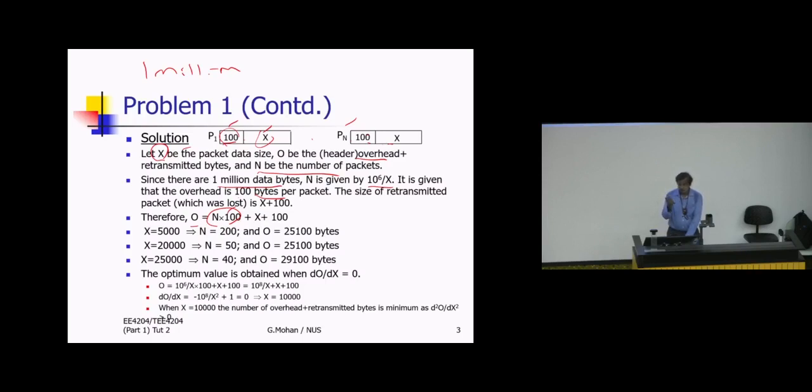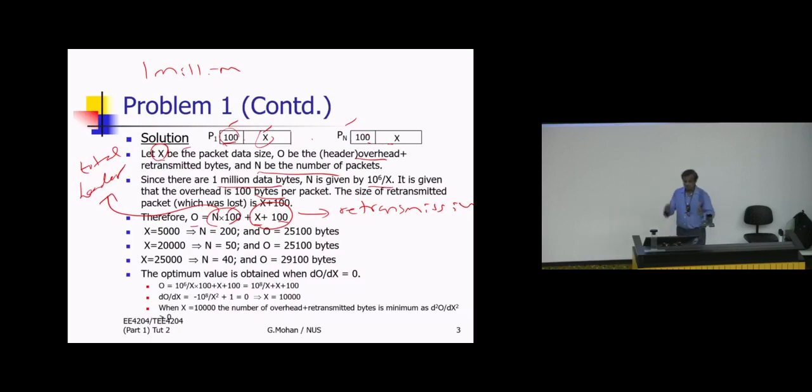And 1 byte is corrupted, it's given. So 1 packet is retransmitted. So what is the size of that retransmitted packet? The retransmitted packet carries X data bytes and 100 header bytes. So this is because of retransmission. And this part is because of the total header bytes. So this is capital O.